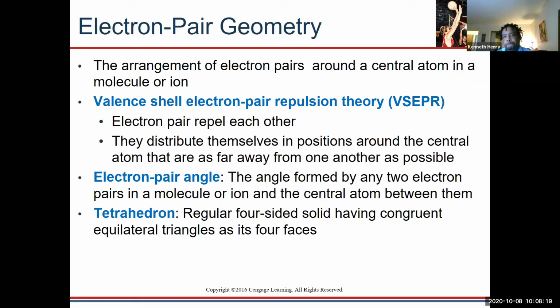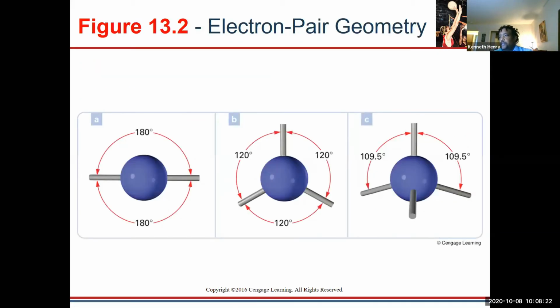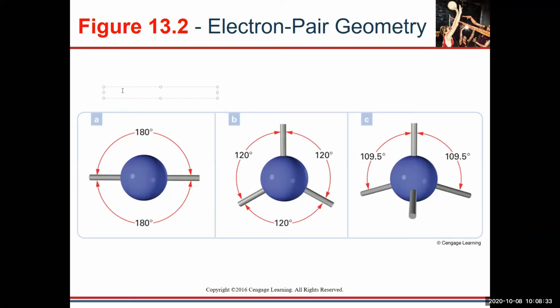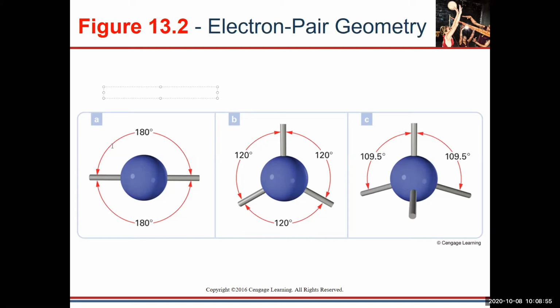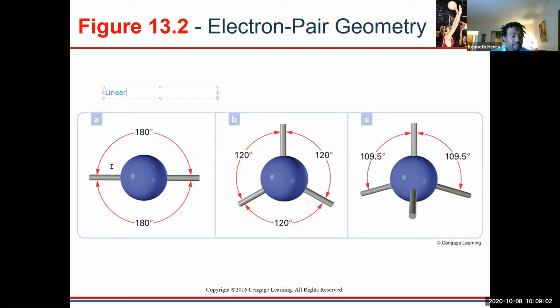So let me show you. Okay, the first one. How many attachments do we have? 2. So the bond angle is 180. What are we going to call that structure? What will be the geometry of this structure? The first one, A. Linear. That's right. Because just 2 attachments form a line straight across. 180 is our angle. It's linear.